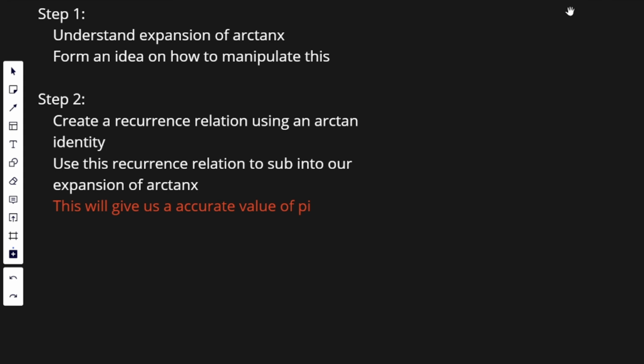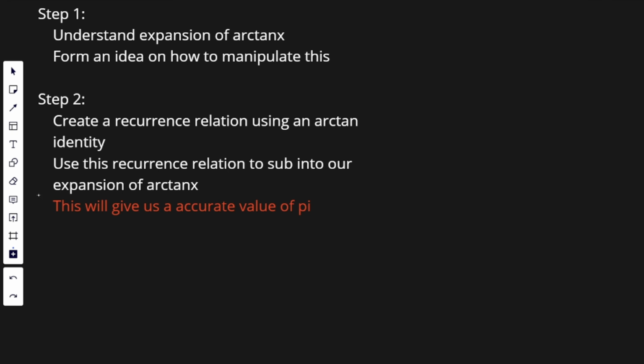Then we're going to move on to step 2, where we actually carry out this. We're going to create a recurrence relation using an arctan identity. We're going to use this recurrence relation to find a substitution that we can put into our Taylor expansion. And this is going to give us a very accurate value of pi.